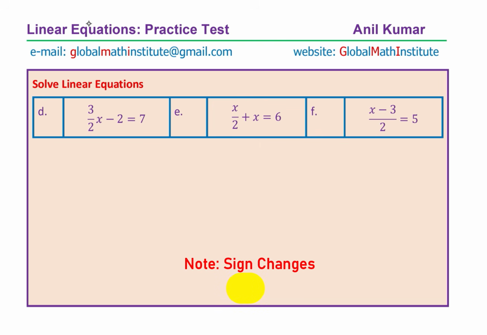So we'll gradually get into questions which will involve many other techniques, including working with fractions and working with the distributive properties. Correct. Now let's do question D, which is 3/2x - 2 = 7. Now, in this set of questions, I'll show you a solution in a different form.